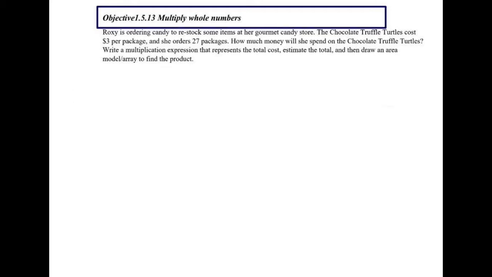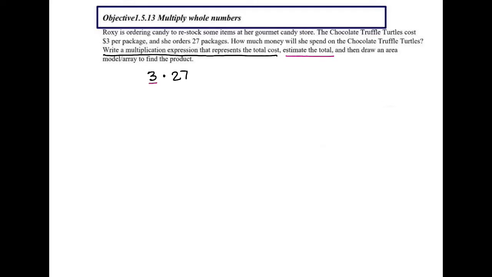Okay, so $3 per package, and she orders 27. So we could add 3 twenty-seven times, or we could go 3 times 27, right? Okay, so 3 times 27. So we just wrote the multiplication expression that represents the total cost. So now we're going to estimate it.